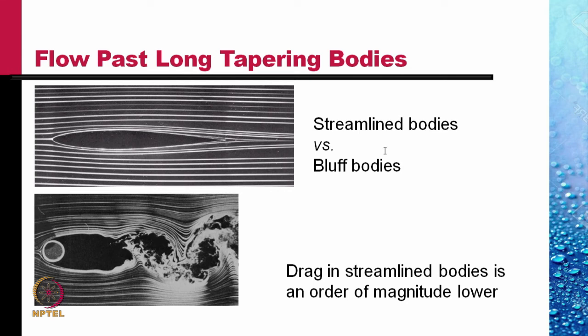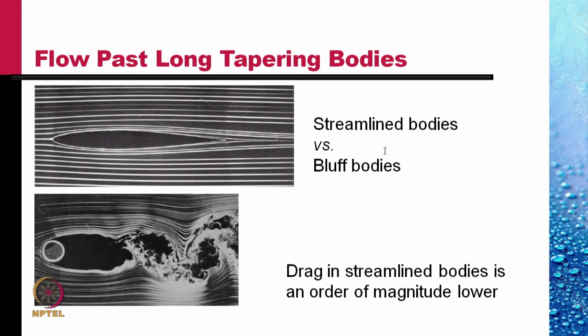Another interesting thing to note is what is called streamlined versus bluff bodies. In a streamlined body with a rounded nose and a long tapering tail, like the cross-section of an aircraft wing, which is termed an aerofoil, the flow is smooth, there is very little separation, and there is a very narrow wake. This flow has been visualized in a wind tunnel using smoke as the tracer particles. In the lower picture, we have a cylinder which does not have a long tapering tail. It is a bluff body, and in this we get a large wake, a highly disturbed flow.